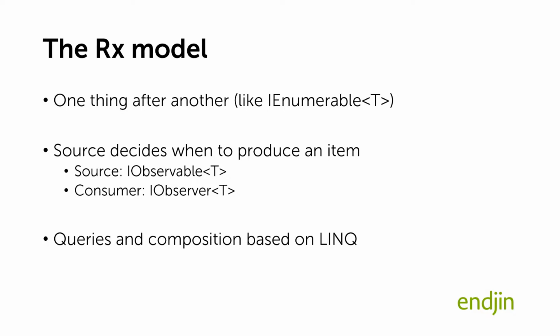But the critical feature of RX is that the source decides when to produce an item. So unlike an enumerable of T, where you can just say, give me the next item now, please, you can just write a loop to pull the items out. With observables, the source tells you when it has an item. I, as a programmer, can't force the user to click on a button right now. I have to wait till they do it. But when they do it, then that's their choice. So it's in the nature of observable sources that they produce values as they're good and ready.